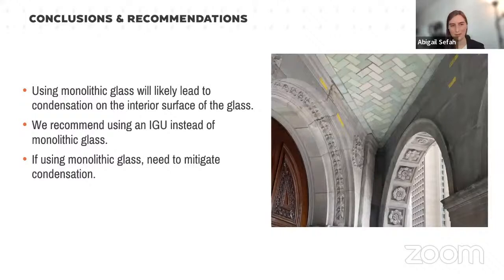So as we saw for our THERM models, using monolithic glass will likely lead to condensation on the interior surface of the glass. And therefore, we recommended using an IGU instead of monolithic glass. I think anybody could look at those THERM models and see the IGU is the preferable option. However, the architect is, in spite of all this, still deciding to use monolithic glass. And so now we're at the point in design where we're trying to help them figure out how to mitigate this expected condensation on the inboard side of that monolithic glass. For example, with a warm air wash at the ceiling.